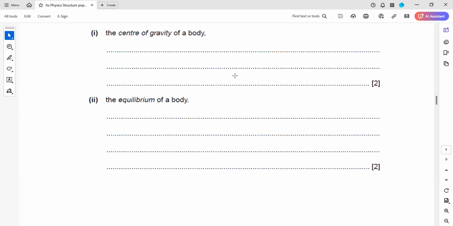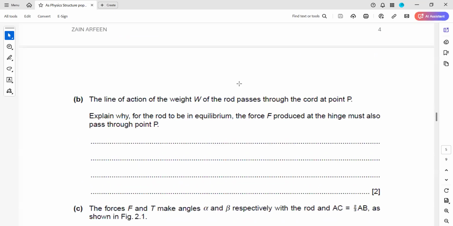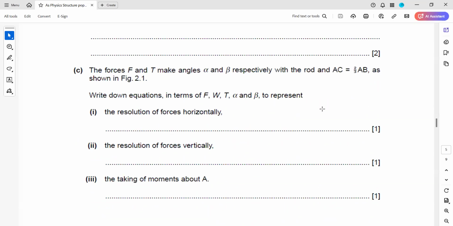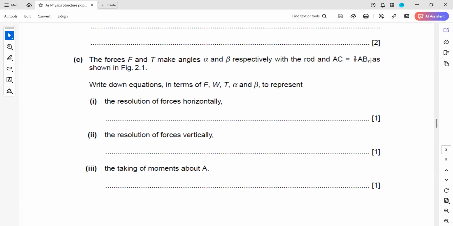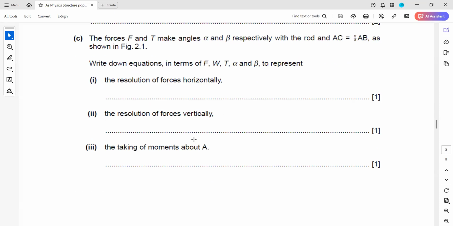The next is you need an equation. Forces F and T make angles alpha and beta respectively with the rod AB, and AC is 2 by 3 of AB as shown in the figure. Write down equations in terms of a, W, F, T, alpha and beta to represent the resolution of the forces horizontally, the resolution of the forces vertically, and the moment about A.